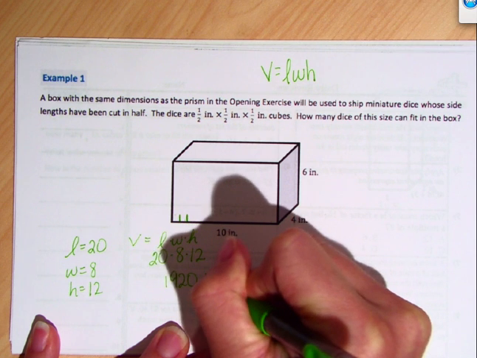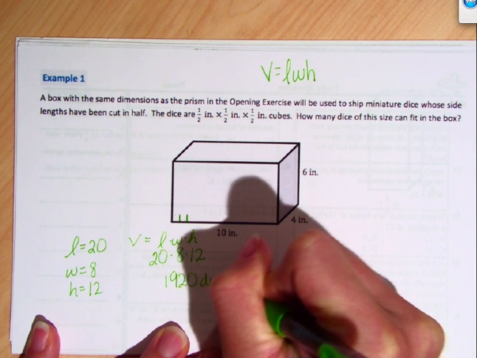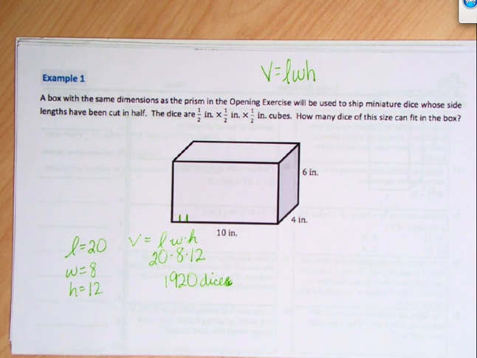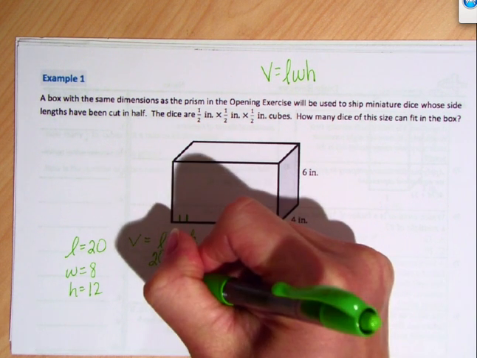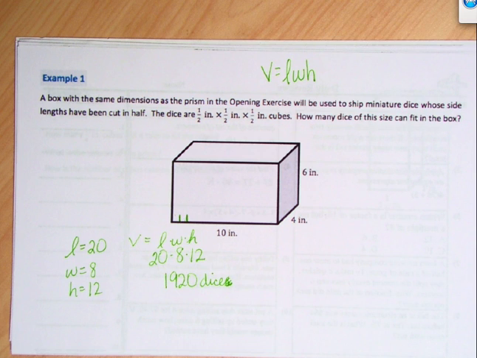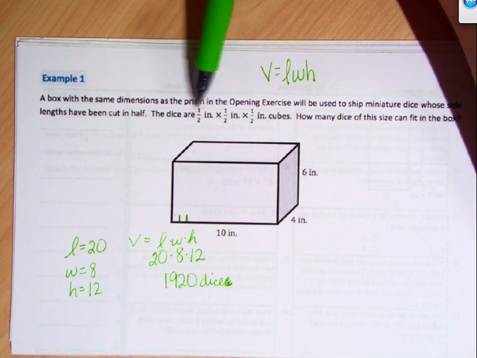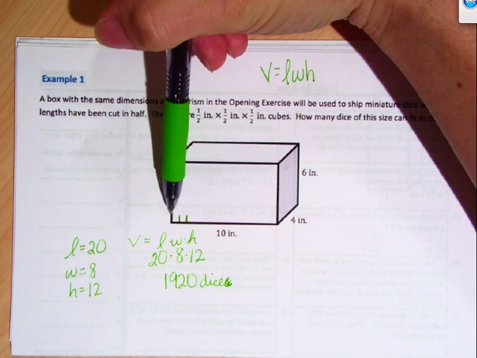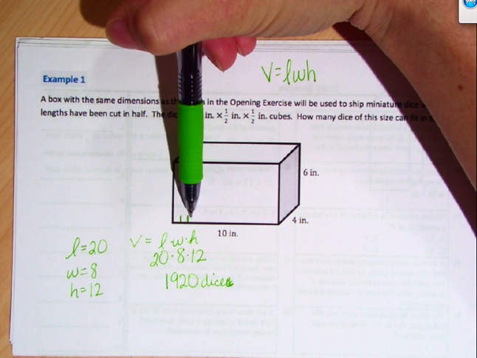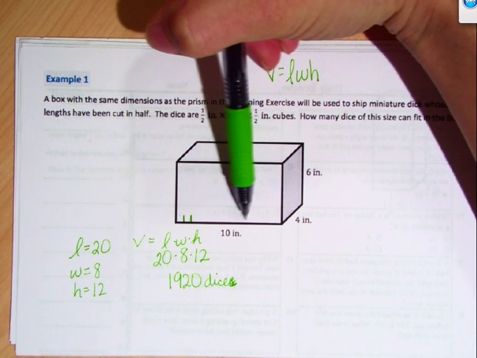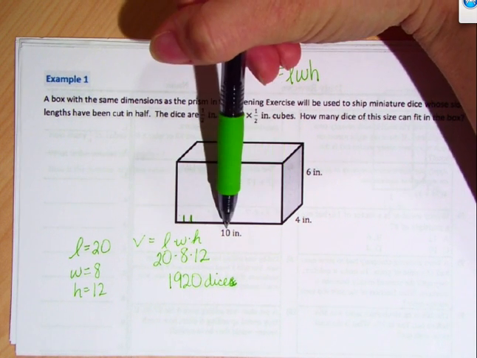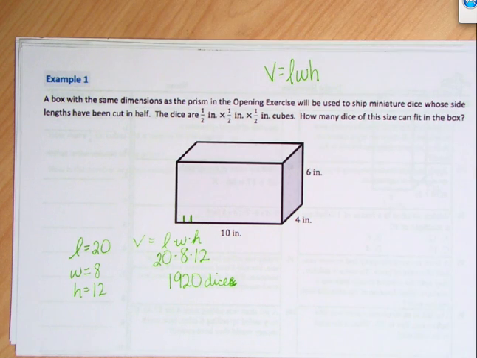1,920 dice. 1,920 dice can fit in that box. Okay, and we did that based on our visualizing the 1/2 inch across. So in 1 inch, there could be 2 dice sitting there. And so in 10, we could have 2 for every one of those, so we have 20, and so forth.